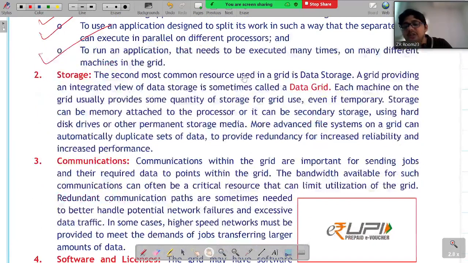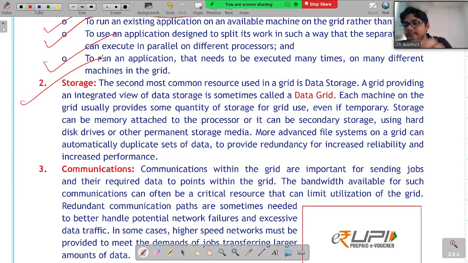Now listen. Second point also we had done: storage. Grid is very useful for storage. The second most common resource used in a grid is data storage. Underline. A grid providing an integrated view of data storage is sometimes called a data grid. Each machine on the grid usually provides some quantity of storage for grid use. Are you getting my point? Like everyone has some storage, so that storage is available on the entire grid. Even if it is temporary.